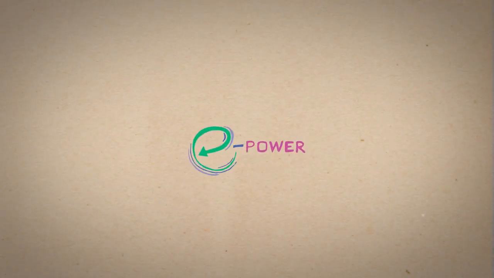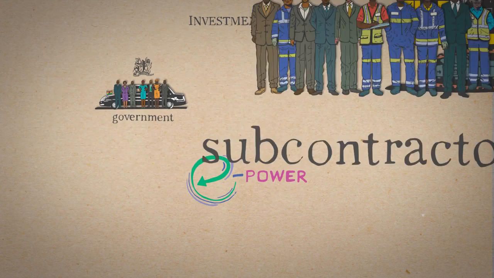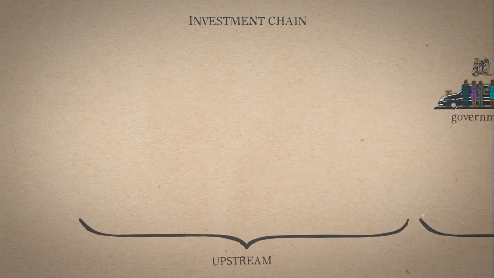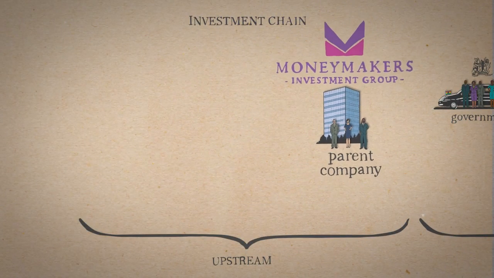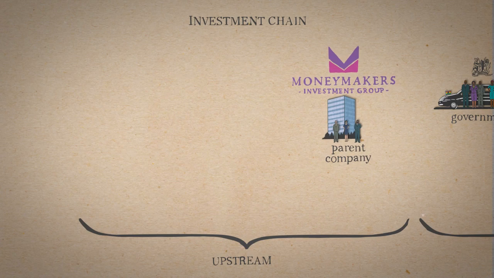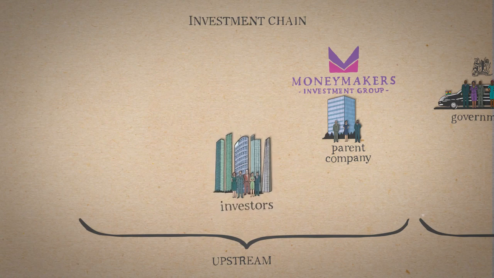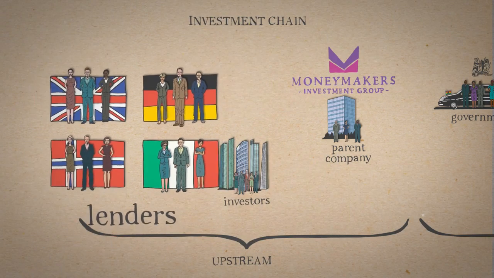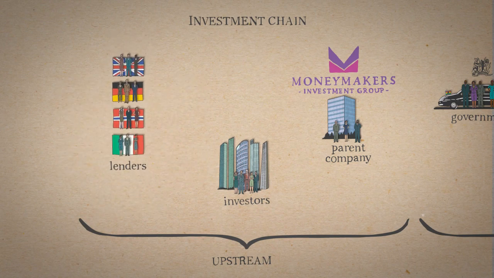The company ePower is the main visible actor in this part of the investment chain, but all of these players make up midstream. Upstream is made up of all the actors that provide the money. So in this case, the parent company who owns ePower, let's say a Swiss investment firm called Moneymakers, also other investors who might have invested or lent money to ePower or Moneymakers. The lenders could be private or government-owned banks from different countries, for example the UK, Germany, Norway and Italy.